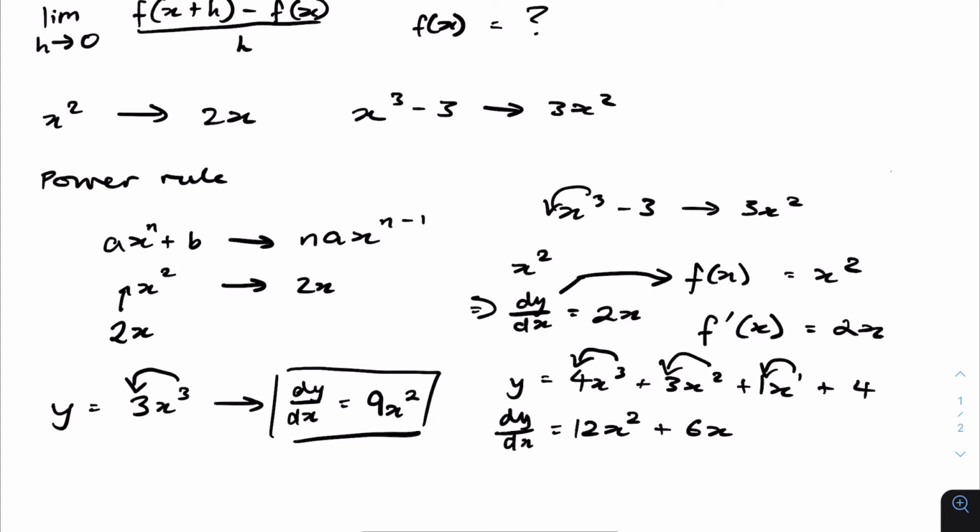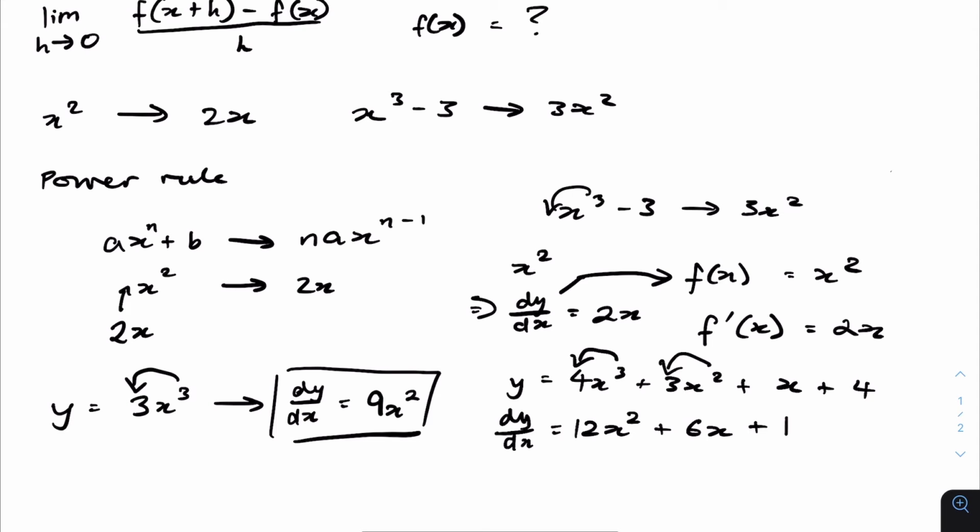1 times 1 is still 1. And then decrease the power by 1. So x to the power of 1 minus 1 is just x to the power of 0. So that's just 1. So 1 times 1 is just 1. So x can be differentiated to 1. And then we have a constant 4 here.